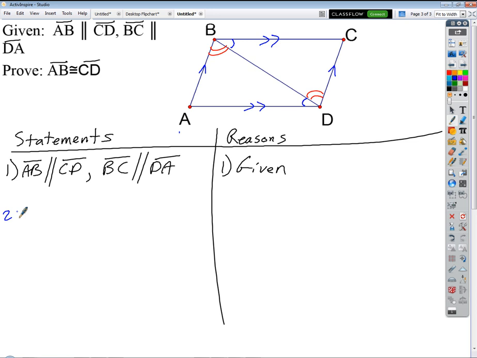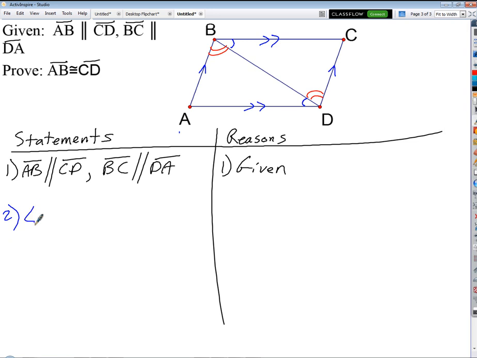So step 2, we can consolidate, and we said that angle CBD is congruent to angle ADB and angle ABD is congruent to angle CDB. And what was my reason for that? Yeah, alternate interior angle. Okay.